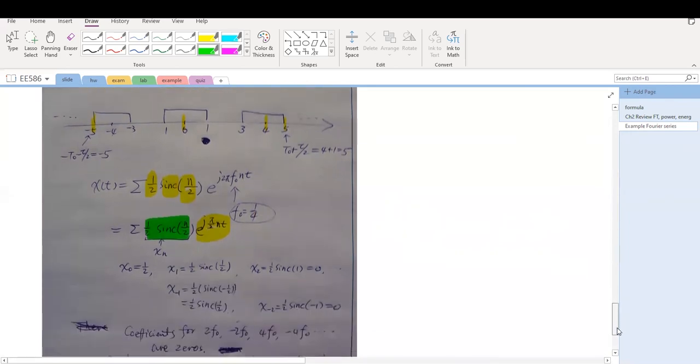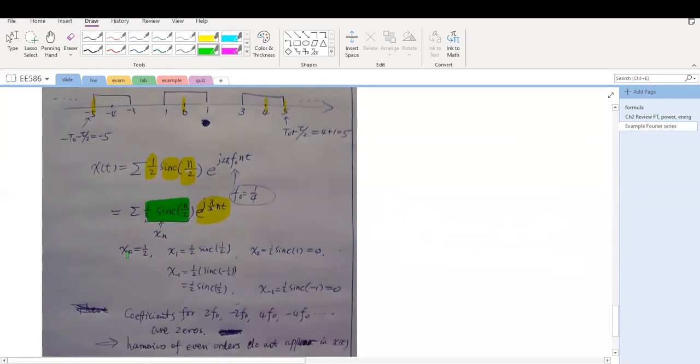Now let's look at a few typical values of the Fourier coefficient. For n equals 0, sinc 0 is 1, right? X naught equals half. And X1 is sinc half divided by 2. Then for n equals 2, X2 equals half sinc 1. Sinc 1 equals 0, because the sinc function at integer values is 0.